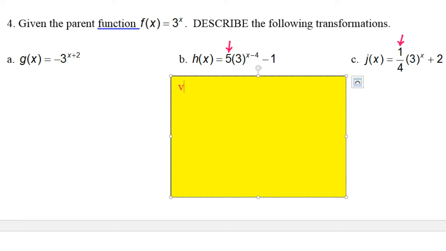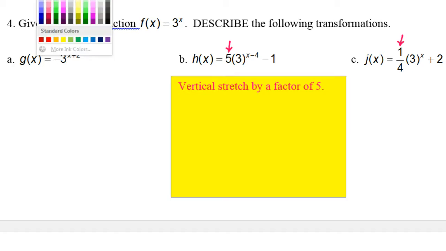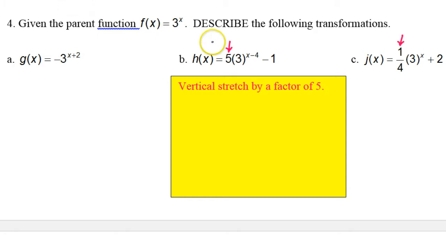All right, so we have a vertical stretch by a factor of 5. Okay, now let's talk about the 3. Actually, the 3 is part of the parent function. That's just the base. So let's not talk about the 3. That's not a transformation. So next, let's talk about this -4.